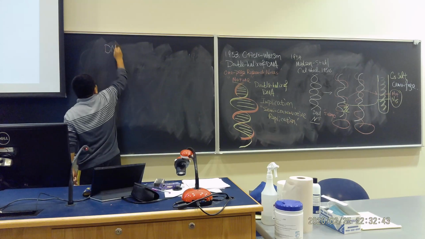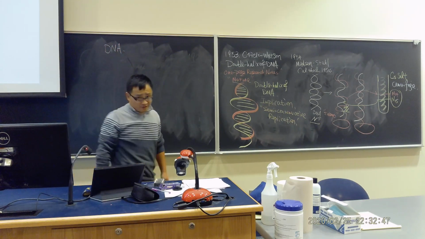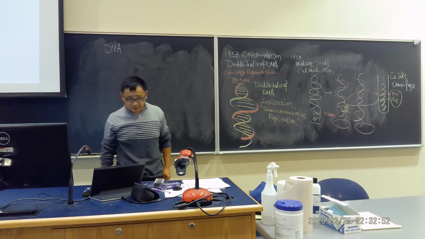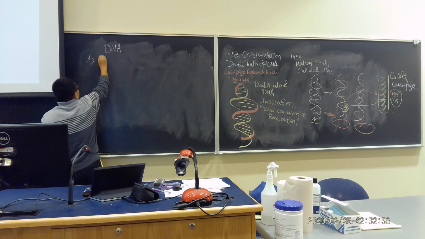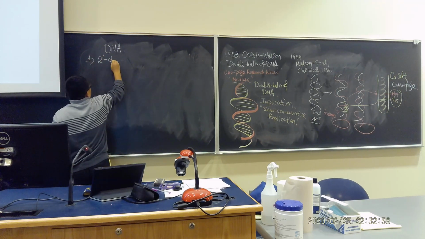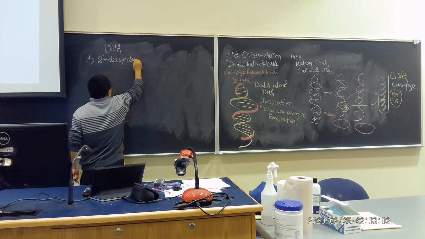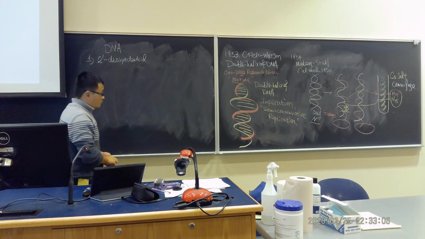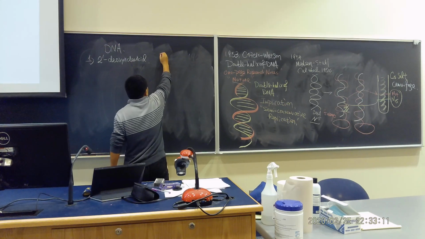So this is DNA. Okay, first question, what is the full name of DNA? Deoxyribonucleic acid. It's so simple. So the first thing, 2' deoxyribonucleic acid. Okay, what does that mean? What does that really tell you about it?